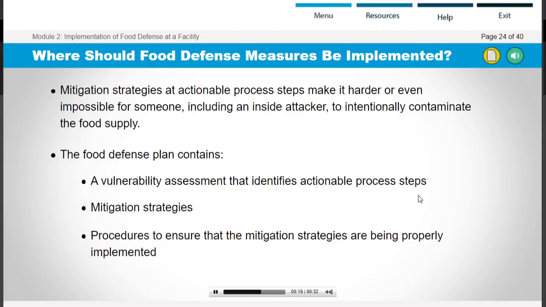The Food Defense Plan is important because it contains the vulnerability assessment, the actionable process steps, and the mitigation strategies. It also contains procedures to ensure that the mitigation strategies are being properly implemented.